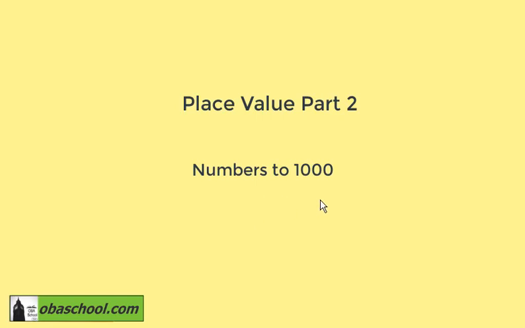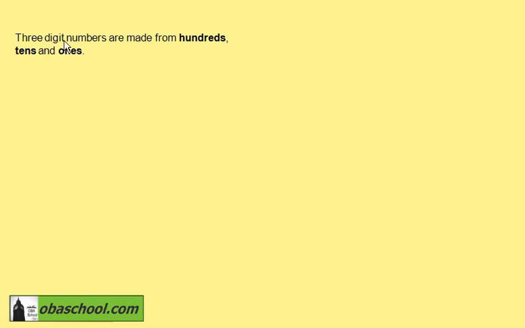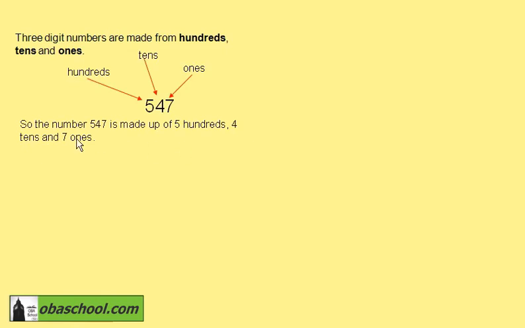Numbers to 1000. Three-digit numbers are made from hundreds, tens and ones. 547 has tens here, ones here, and the 5 in front is the number of hundreds. So the number 547 is made up of 5 hundreds, 4 tens, and 7 ones. We can also write that 547 is 500, add 40, add 7.